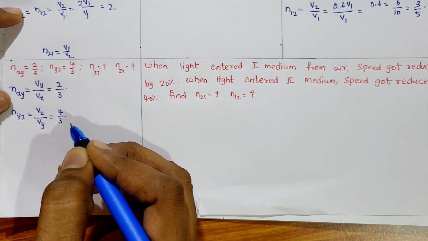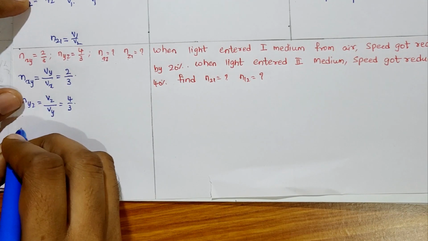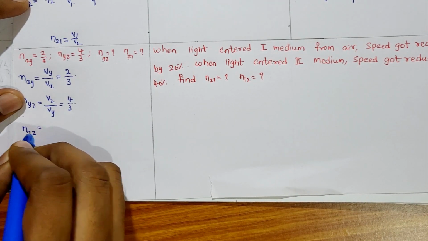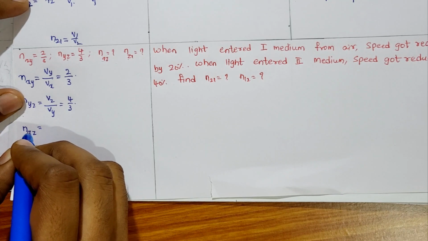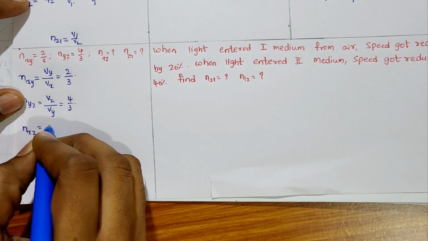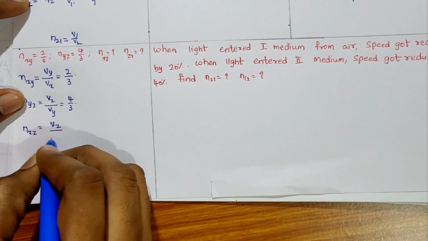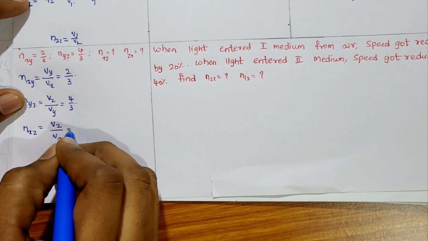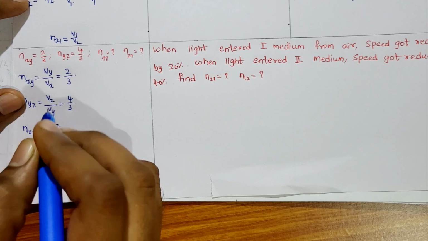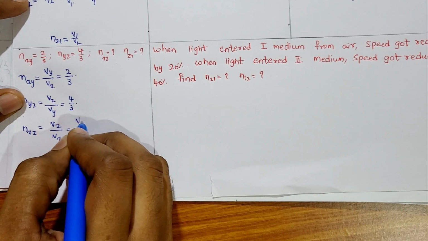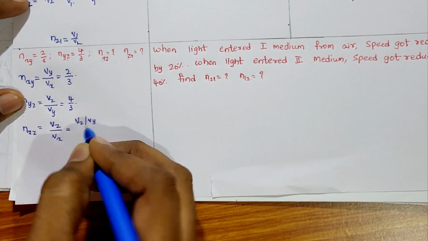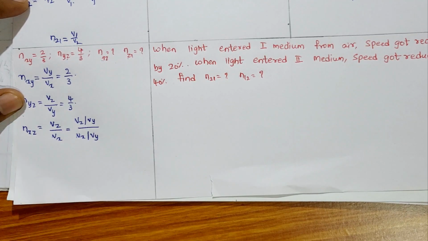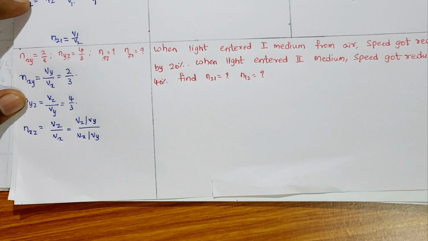And now what do we want? We want refractive index of X with respect to Z. Correct? So how can we write that now? Refractive index of X with respect to Z will be written as Vz divided by Vx. Do we have this ratio now? We don't have this ratio. Can I write this ratio as Vz divided by Vy, divided by Vx divided by Vy? I can write like this.